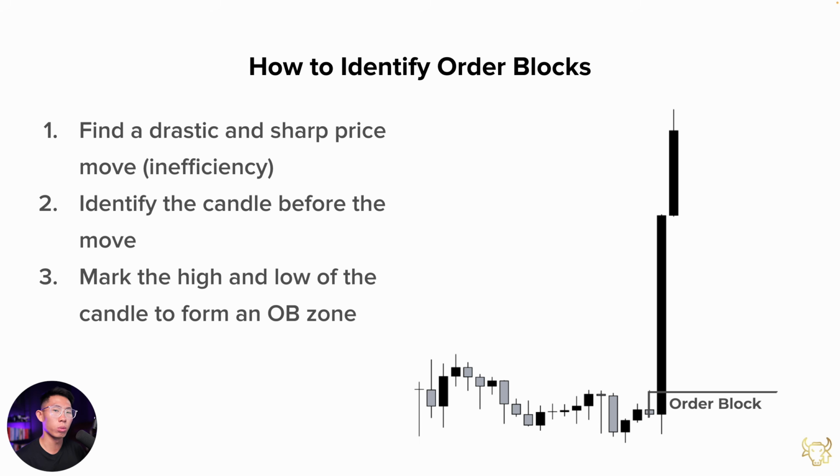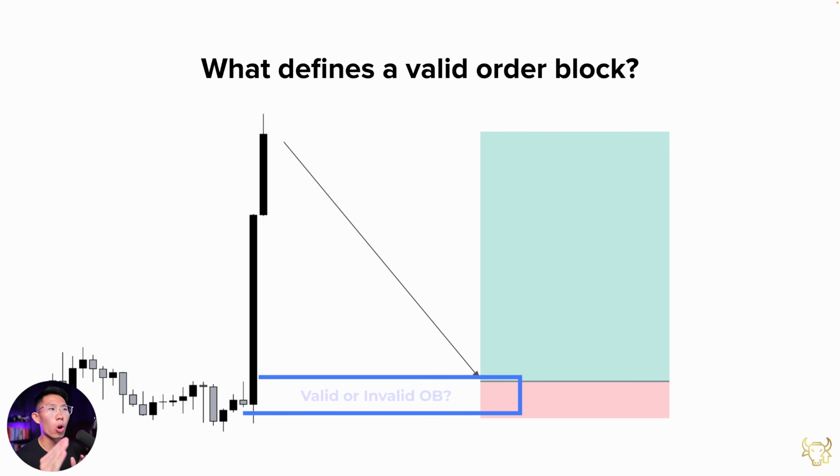And you basically just want to mark the high and the low of the candle, and that will give you the order block zone. Now you must understand that not all order blocks work. There are some order blocks that will fail and you don't want to be taking trades on those order blocks that fail. So I have these 3 rules which define to me whether it's a valid or invalid order block.